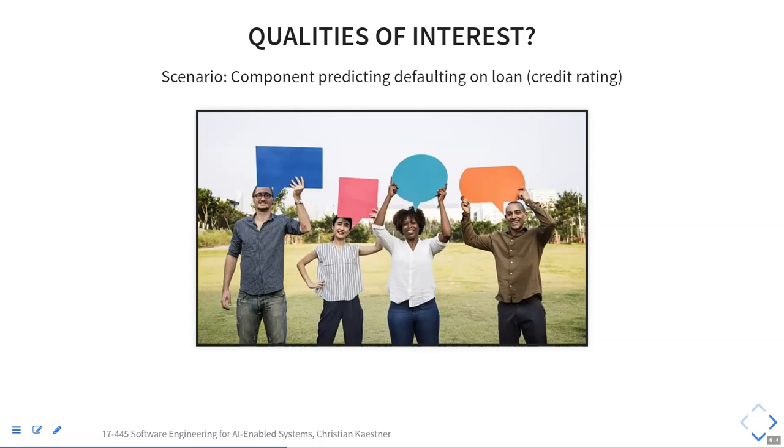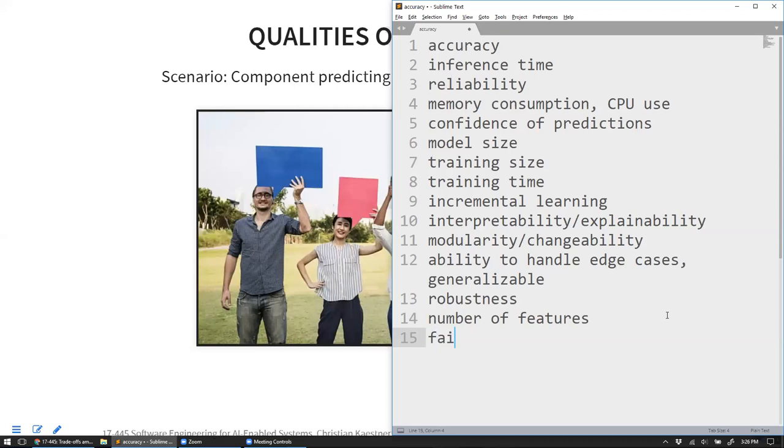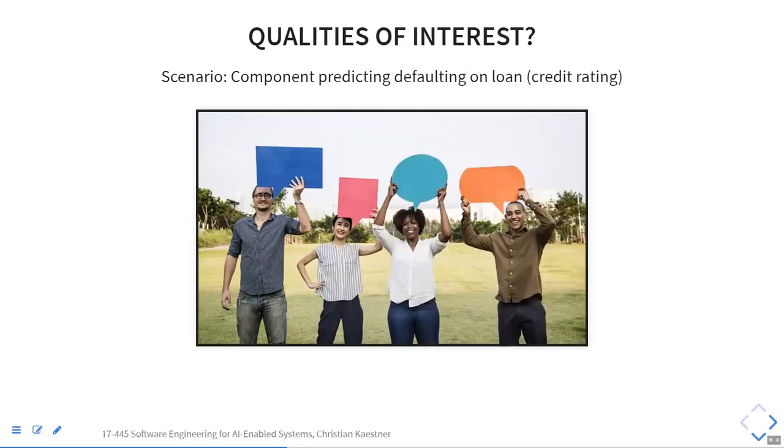Inference time is clearly not that important here, right? If it takes 5 minutes to check credit rating, which it probably doesn't, it probably wouldn't be a big deal. The model size is probably not a concern, we're not shipping this on a computer, it can run on a server somewhere. So it's something that we worry less about, right? Training size and training time, probably less important. An aspect that we haven't talked about is fairness, right? In this situation, you want to be careful about not discriminating against certain people.